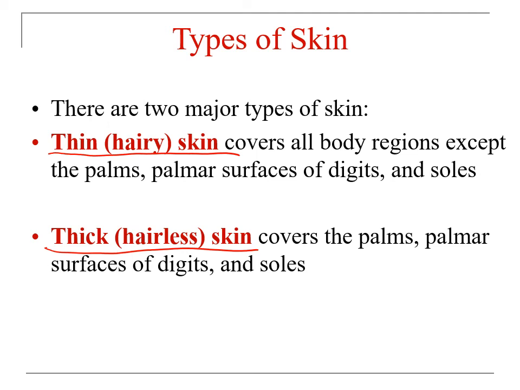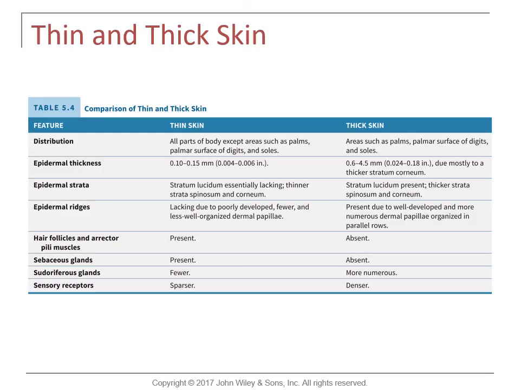So the thin skin covers all body regions except the palms, palmar surfaces of digits and soles, whereas the thick skin covers the palms, palmar surfaces of digits and soles. So here, this is a good summary table to review the differences between the thick and the thin skin.